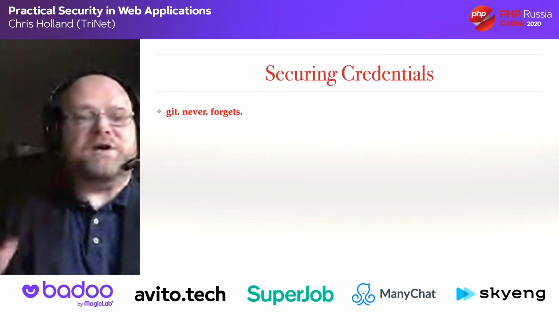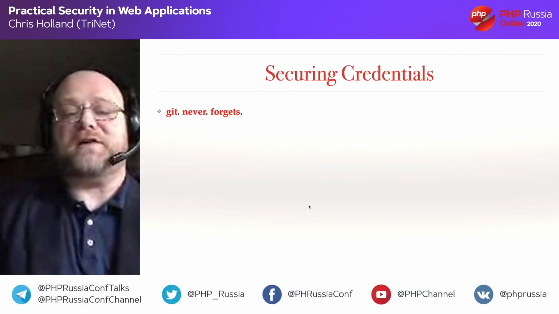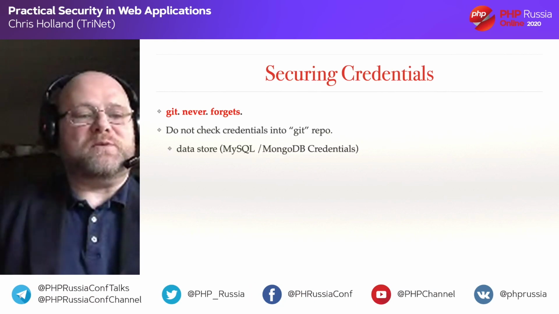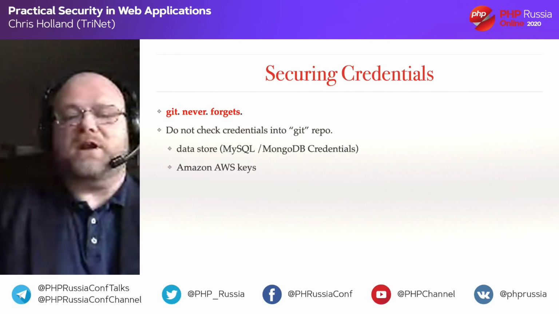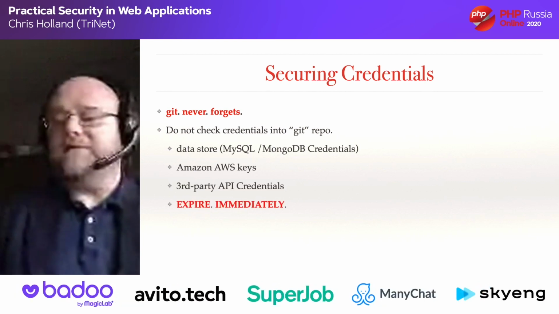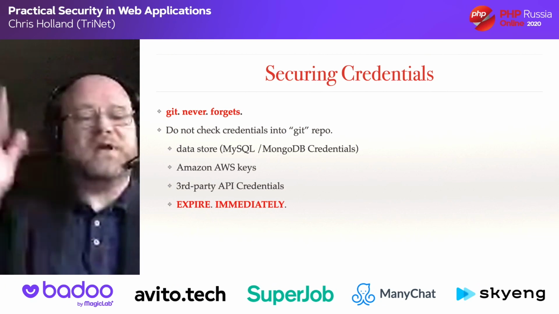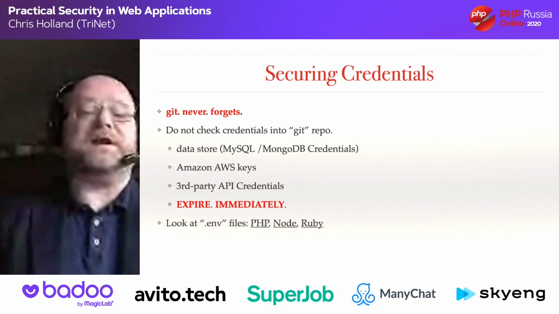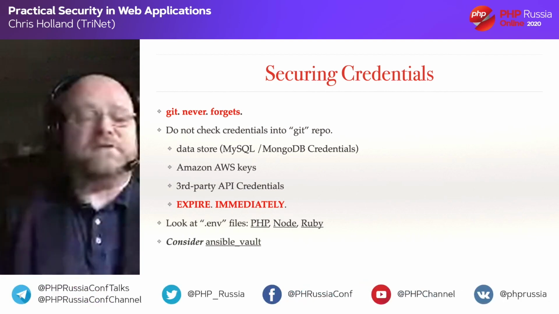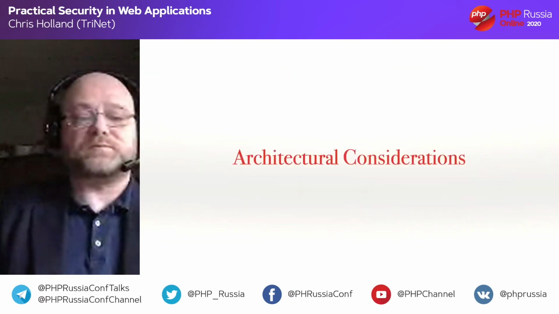All right, so now let's look at securing credentials. Remember, Git never forgets. Anything that you check into Git is there forever. So don't check credentials into your Git repo, whether it's data store credentials, AWS keys, or your third-party API credentials. If it happens, expire everything immediately. Do not keep them around. Expire them as soon as you find out. I recommend looking at .env files, and I have links to that. If you use Ansible, you could use Ansible Vault. That's a good way as well.